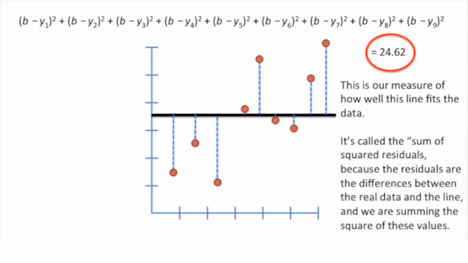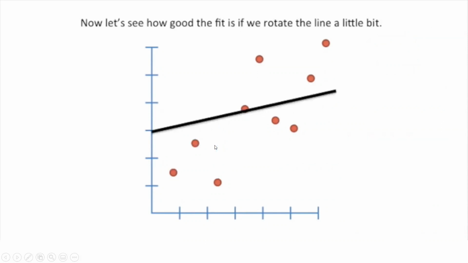Now this is called the sum of squared residuals. We all understand now this is the residual or the error. So we can either call it the sum of squares of error or sum of squares of the residuals, because the residuals are the difference between the real data and the line, right? The predicted minus the observed values, and we are summing the square of these values.